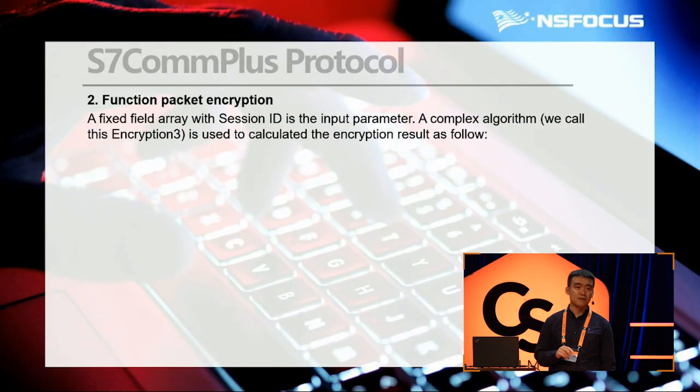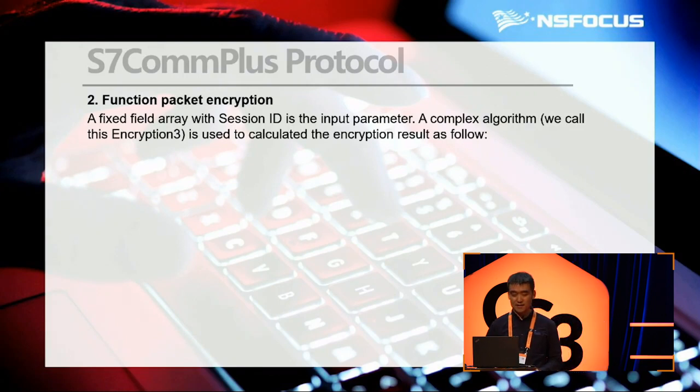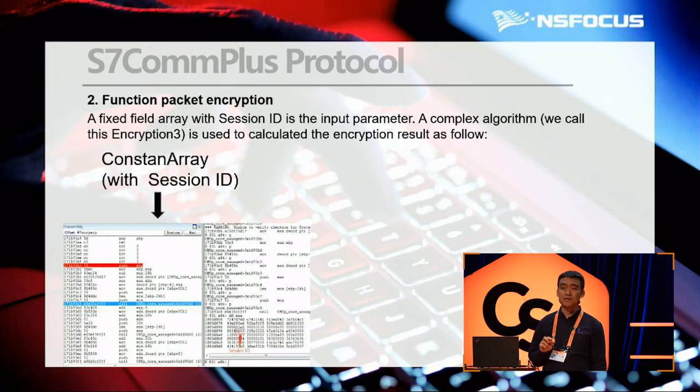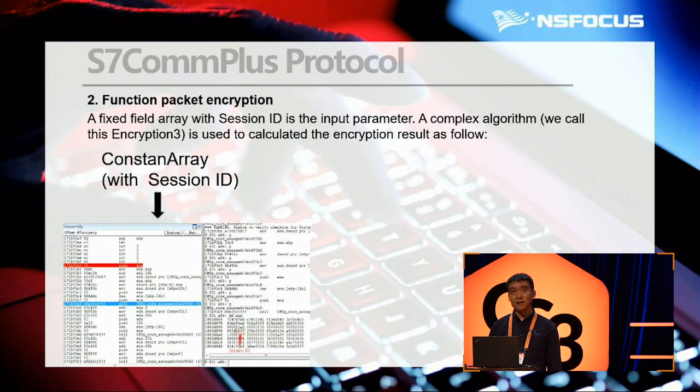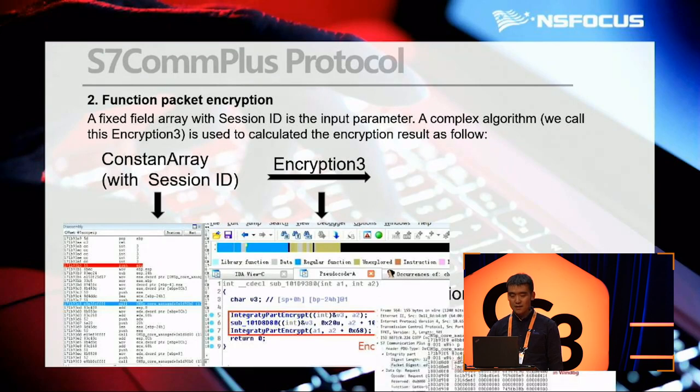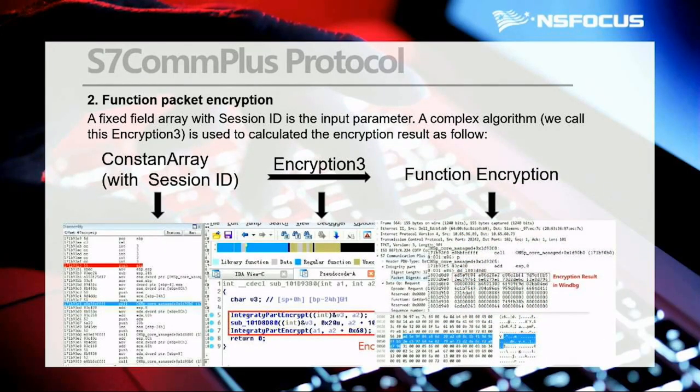After that, we analyzed the function packets, like run PLC, stop PLC, or write values to the PLC. We found a constant array used with the session ID. The session ID is a random value generated by the PLC in the first response packet. The constant array with the session ID, after a Siemens private algorithm, which we call encryption 3, gives us a function encryption. With this function encryption, we can send packets to the PLC to control it, like running it or stopping it or others.